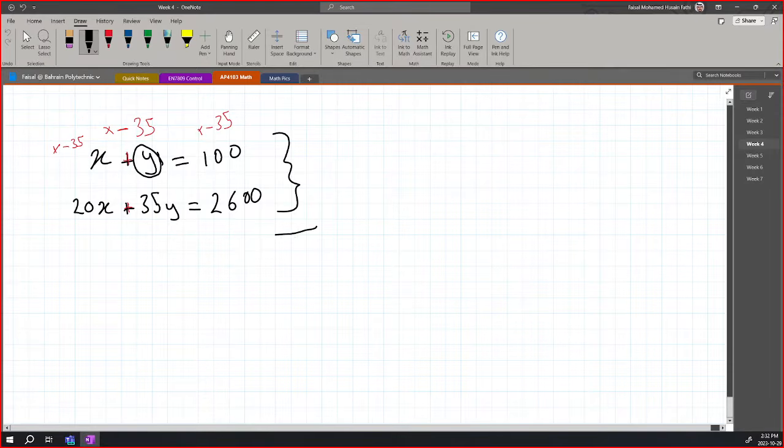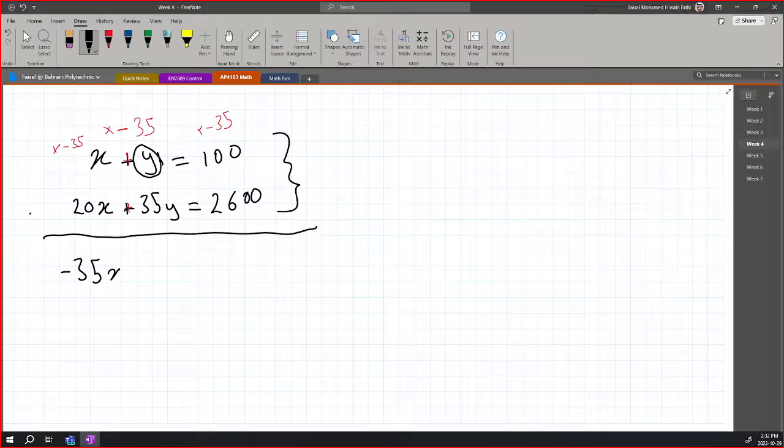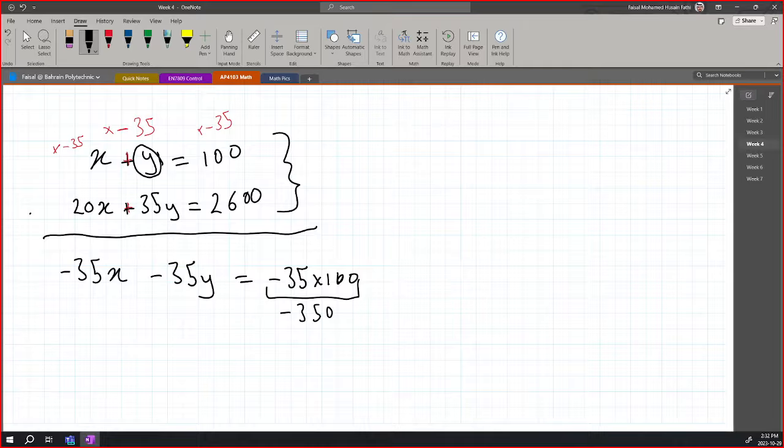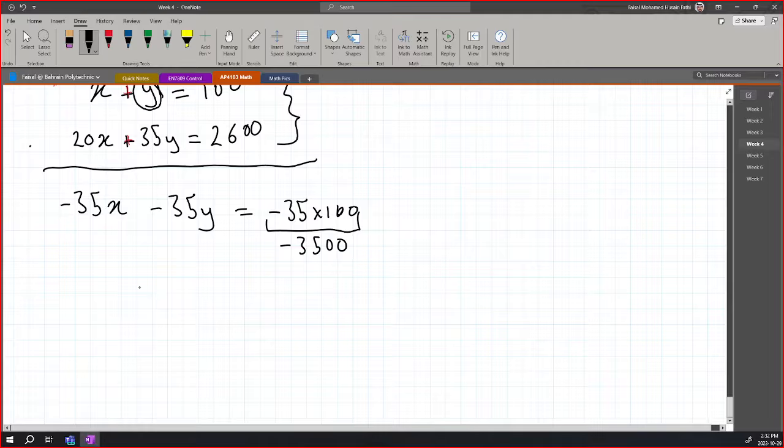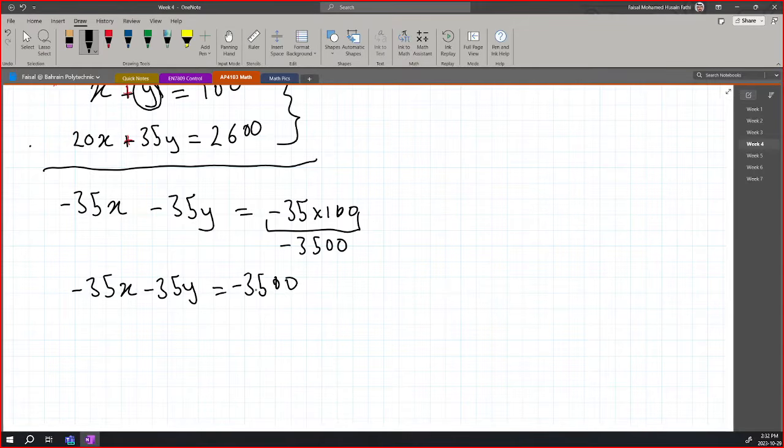Okay. Now when we are going to add, first of all, let's rewrite the equation. When we multiply by minus 35, it's going to be minus 35x minus 35y is equal to minus 35 times 100, which if you do it is equal to minus 3500. Now if we rewrite both equations, we have minus 35x minus 35y is equal to minus 3500, and 20x plus 35y is equal to 2600.